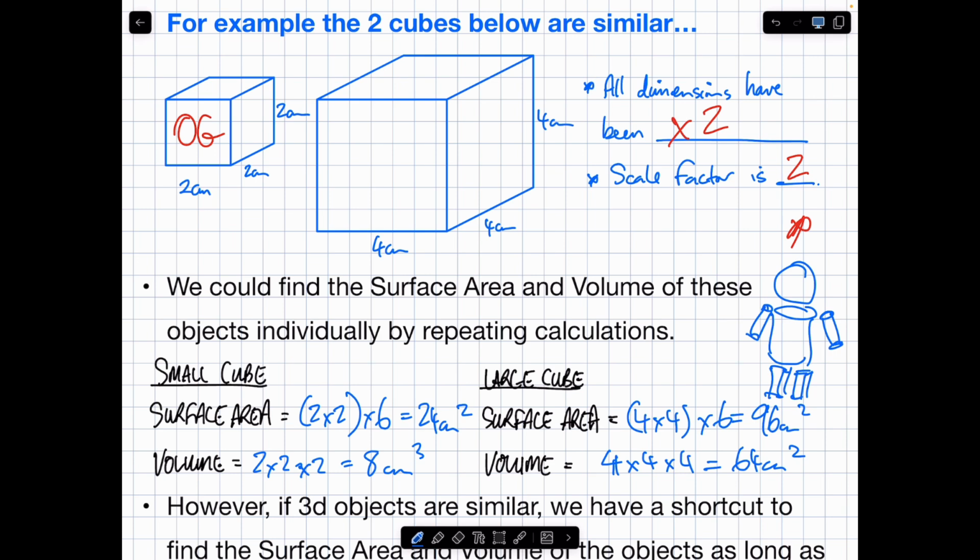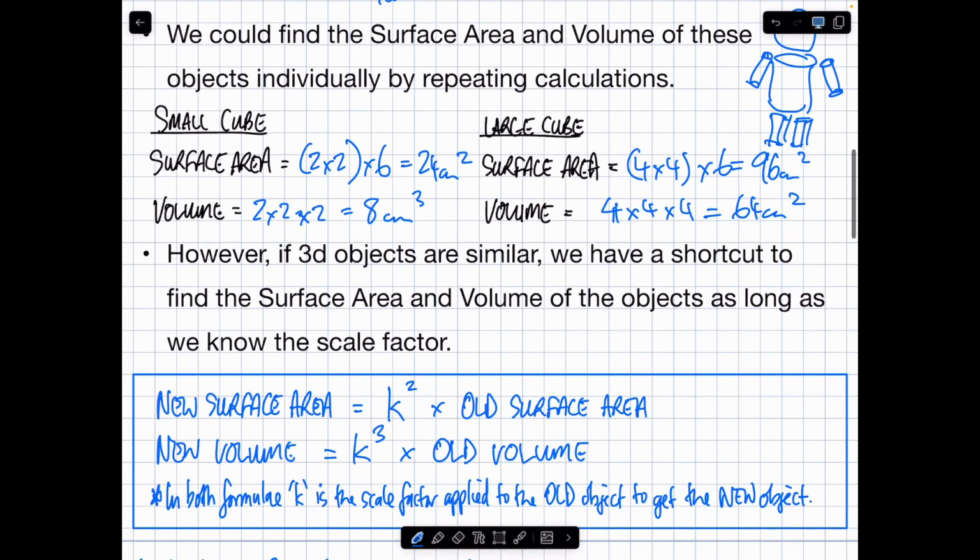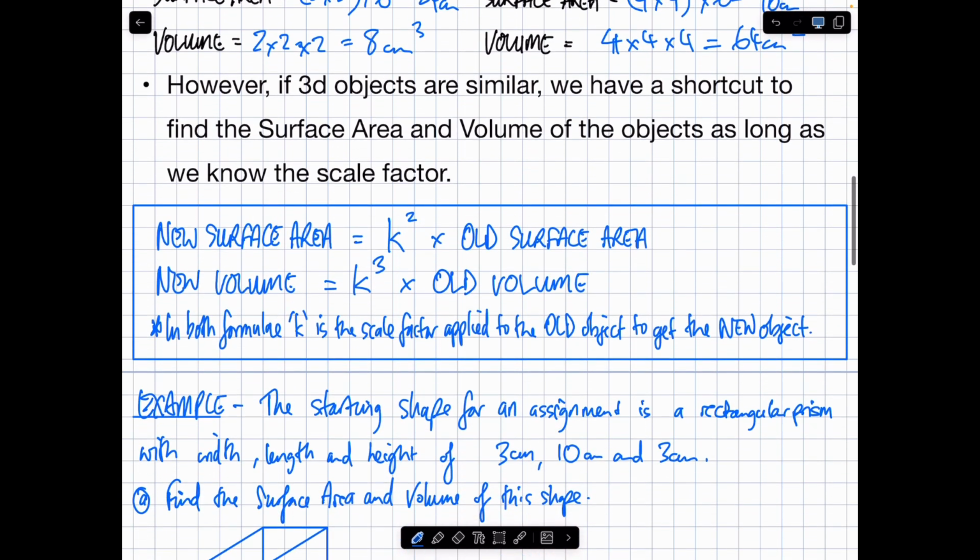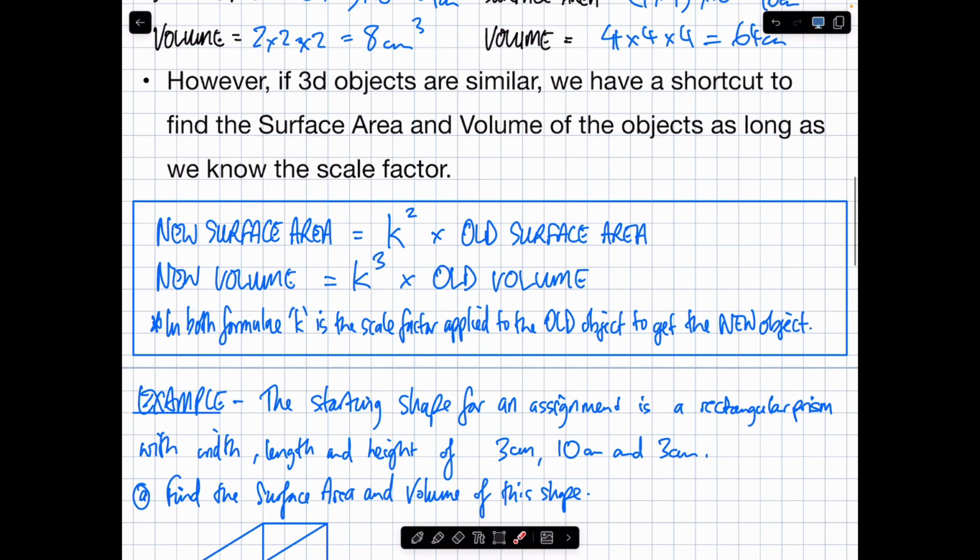That's the reason why I'm giving you the shortcut from Year 11. If 3D objects are similar, we have a shortcut to find the surface area and volume as long as we know the scale factor. Can you please get these 2 formulas down? The new surface area is equal to k squared times the old surface area, and the new volume is k cubed times the old volume. In both formulas, k is the scale factor.